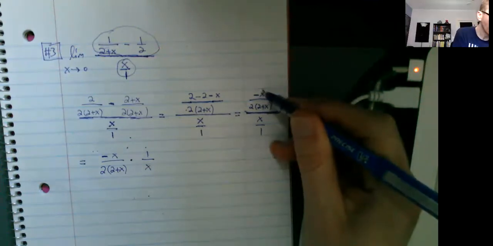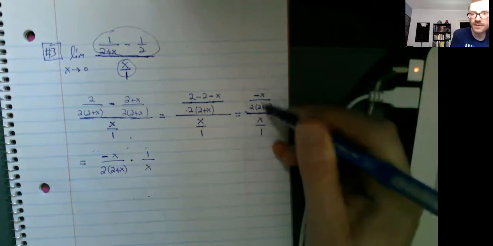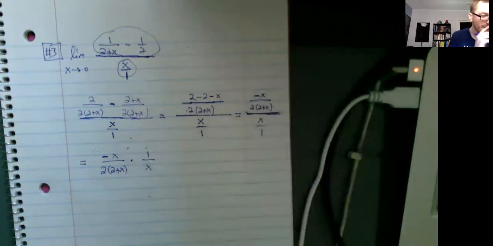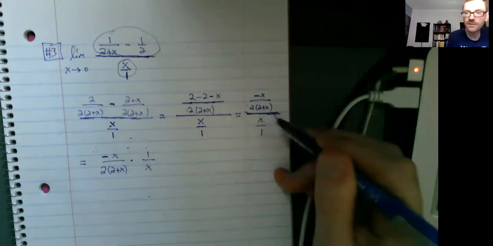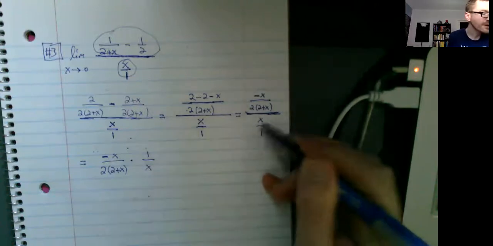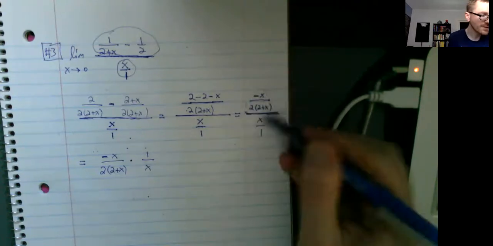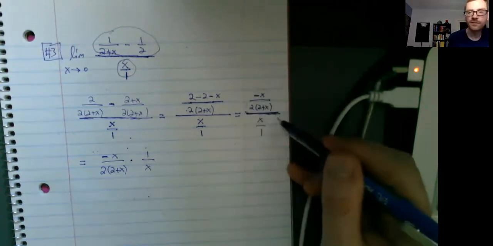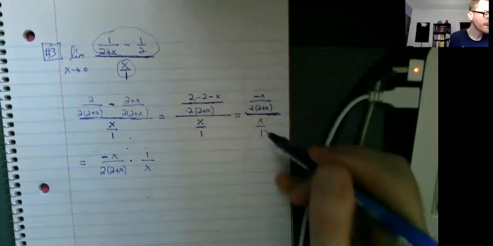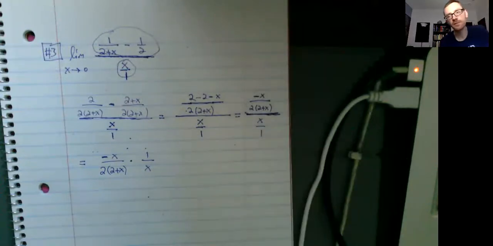But another way of saying that is keep it, change it, flip it, because I keep the top fraction, no change. I change the division sign to multiplication, and I flip the bottom. So you keep the top fraction, change the division to multiplication, and flip the bottom. Keep it, change it, flip it. It's kind of cute.